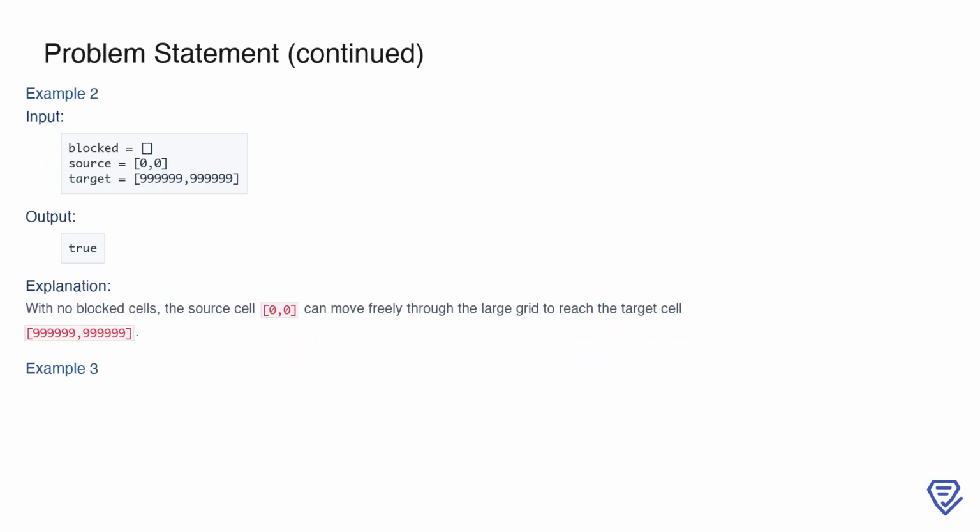Now consider the second example. In this scenario, there are no blocked cells, and the source is at [0, 0], while the target is at [999999, 999999], almost the opposite corner of the grid. The output is true because, without any obstacles, the source can freely traverse the entire grid to reach the target. This example demonstrates that when no cells are blocked, the problem reduces to simple navigation across the grid, no matter how large the distance between the source and target.